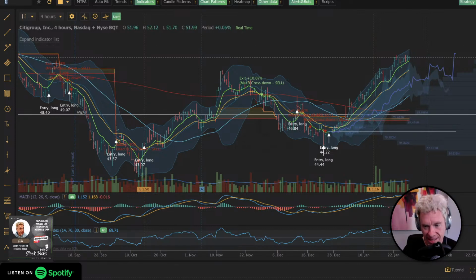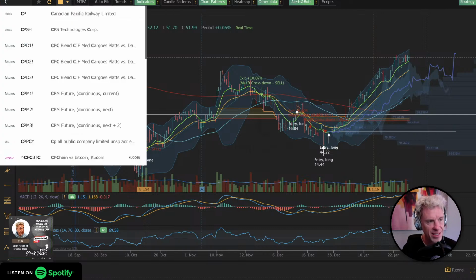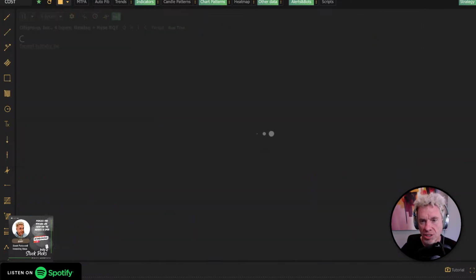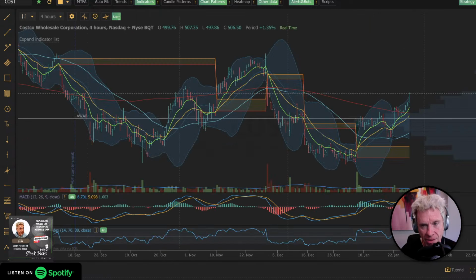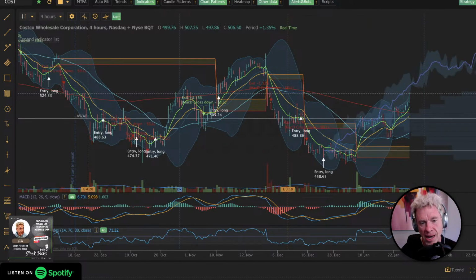Then we have Tuesday scans. Costco. Just simple cost is the symbol. And Costco is over $500. I wanted this one at $450. I didn't get it at $450.